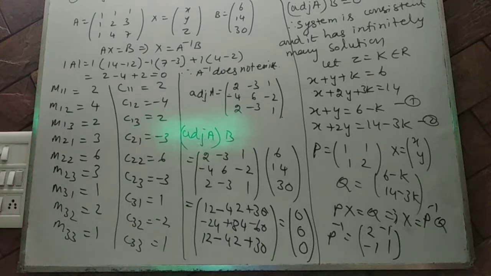Now anyhow, once again, let me repeat this. What we did: first we find the determinant of A. The determinant of A, we are getting 0. Therefore, A inverse does not exist. Then we should not stop the question. Then again, we proceed with minors and cofactors so that we get the adjoint of A. Now we are finding the adjoint of A into B. If we get the adjoint of A into B as 0, then the system is consistent and it has infinitely many solutions.